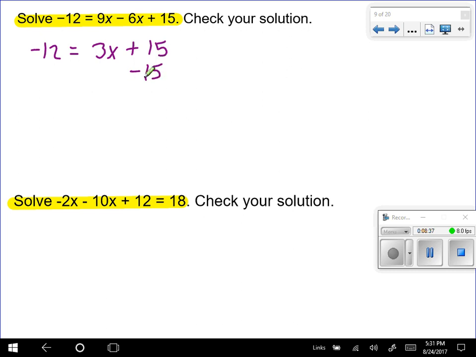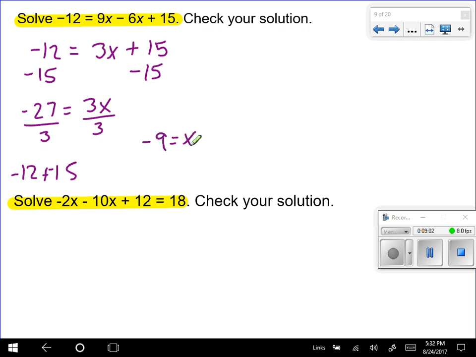Subtract 15 on both sides. Careful here. This is negative 12 minus 15, or negative 12 plus negative 15. So same sign, add and keep. I would have 27. It would be negative. And then I'm going to divide by 3 on each side. So negative 9 is equal to x.